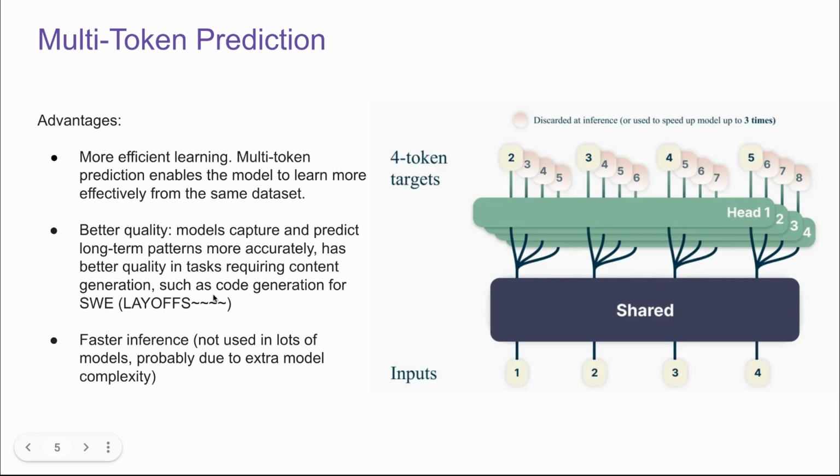And this is a joke, or not. And then it also has faster inference. I don't see this too much nowadays, actually. Probably it's not used in a lot of models because of extra model complexity, or there's actually some quality loss. I want to call this out because DeepSeek is not doing MTP for faster inference.